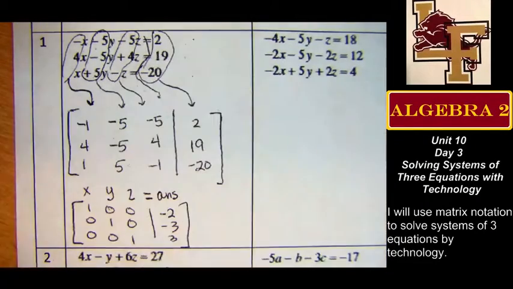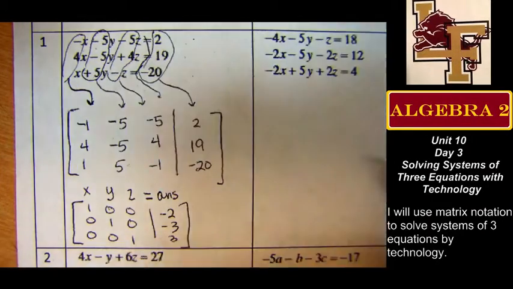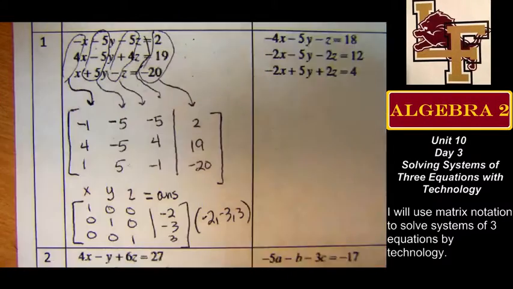So if I read it left to right, how many X's are in the first row? 1. There is 1 X. And that 1 X has a value of? -2. How many Y's? 1. Which has a value of? -3. And how many Z's? 1. With a value of? 3. My solution is -2, comma, -3, comma, 3.